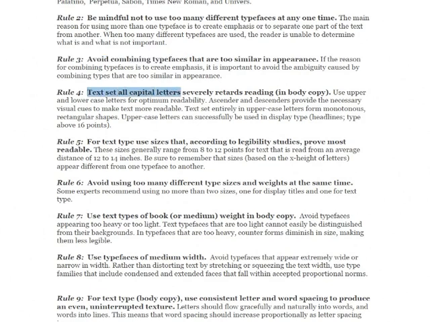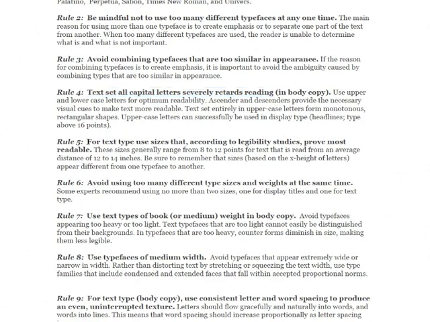Rule 4, text set in all capital letters severely retards reading. Now we're talking about body copy here, not in headlines. All capital letters are all the same height, so it becomes a little harder to read it, especially if it's small in body copy and with a lot of lines. So your body copy should always be upper and lower case.